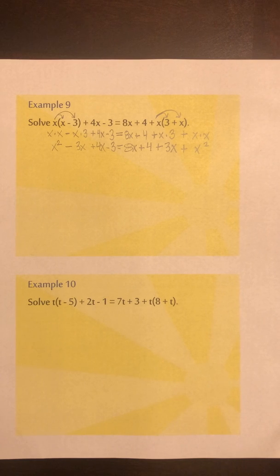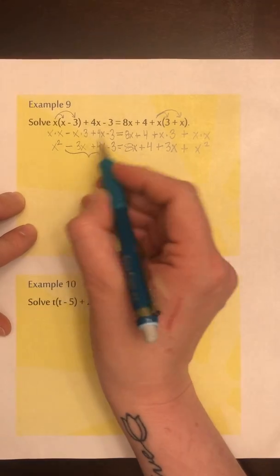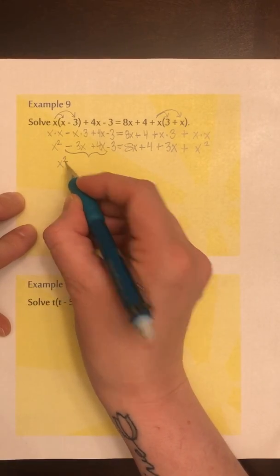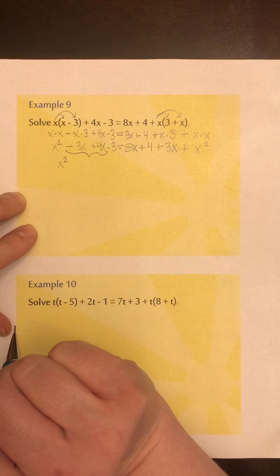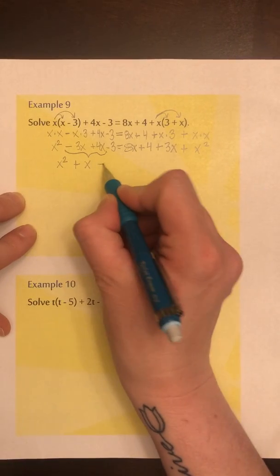All right, let's see if we can combine like terms on either side. On the left, these two are like terms. So my x squared is not going to change. But in the middle, negative 3x plus 4x turns into a positive 1x, and then I'm going to keep the negative 3.